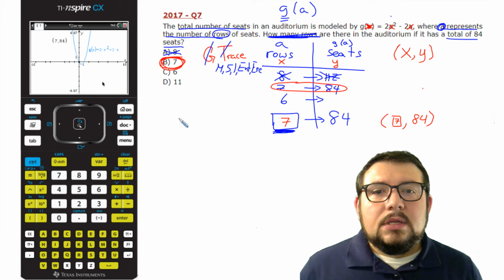Okay, so we chose the strategy graph trace. We copied in our equation with the x inside the parentheses. Then we did menu 5-1, enter, escape. And then we used the ordered pair that it produced to put numbers in and have numbers come out. And that is how we did this problem.